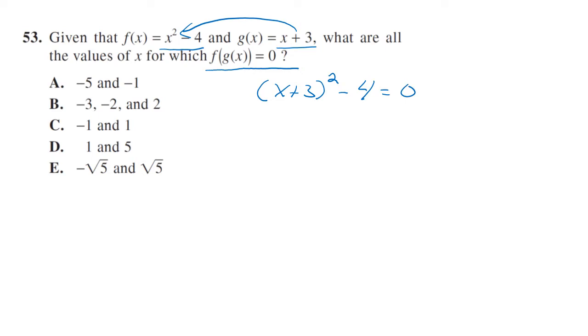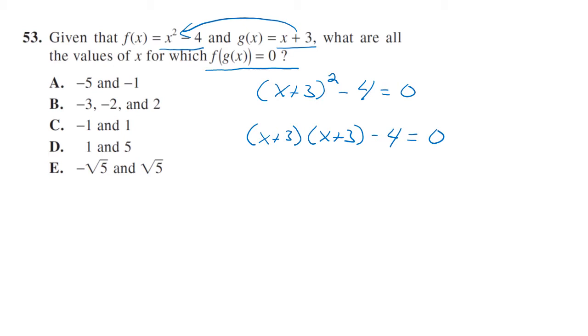Let me show you a quick way to do this one. Because to solve this, you're really going to go x plus 3 times x plus 3 minus 4 equals 0. And you're going to work it out, which I'll do in just a minute.